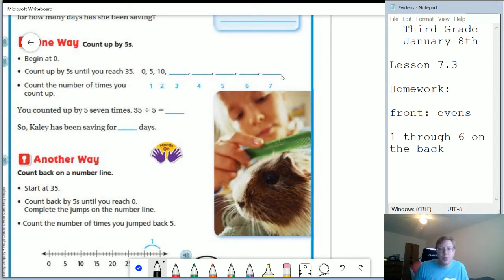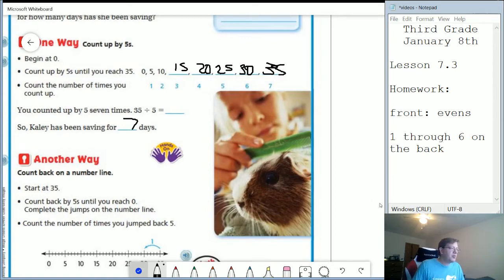In our unlock the problem, we're working to get up to 35 cents. This person is saving a nickel every day, which is worth 5 cents. And we want to find out how many days she would have to save that to get up to 35 cents. So starting out, our first day she saves 5 cents, second day she saves 5 cents, and that takes us up to 10. So we're going to keep skip counting by fives. That's going to give us 15, then 20, then 25, then 30, then 35. And so she would have been saving for 7 days to do that.